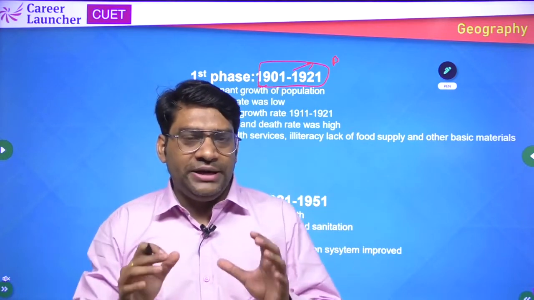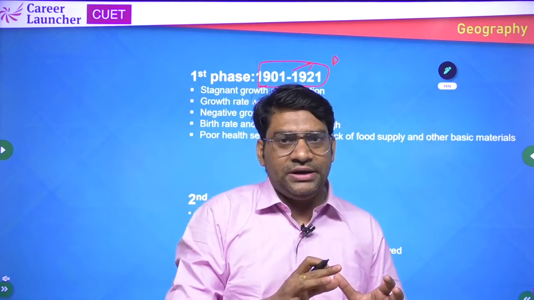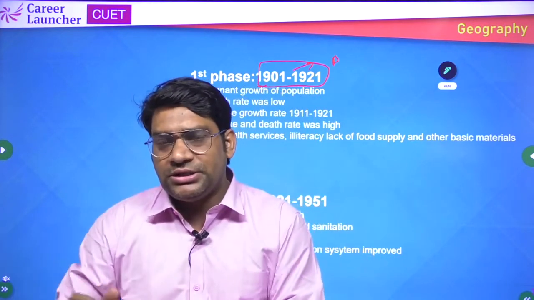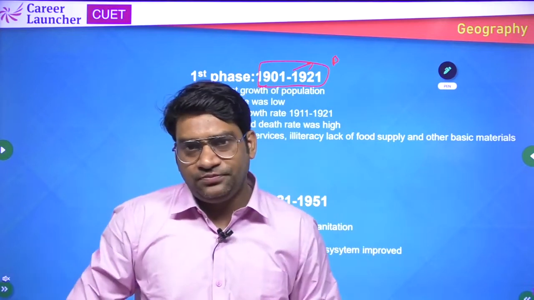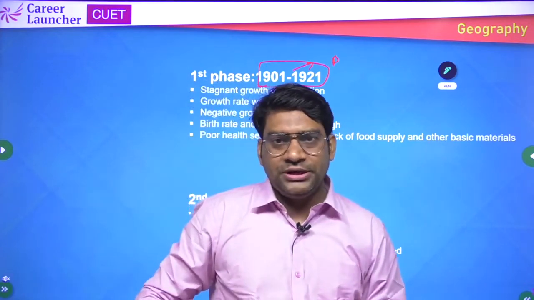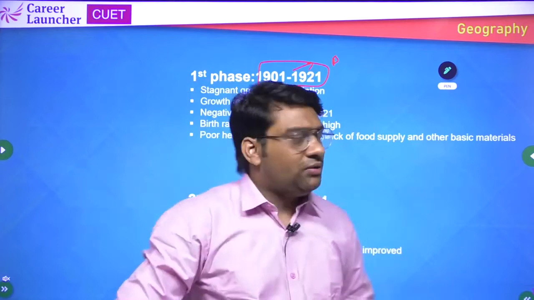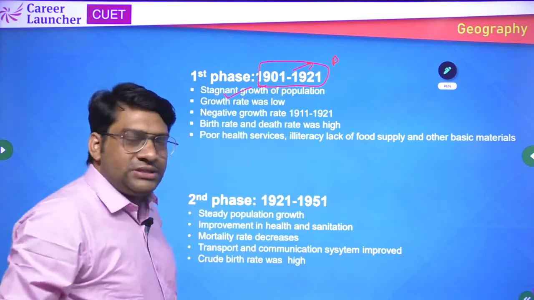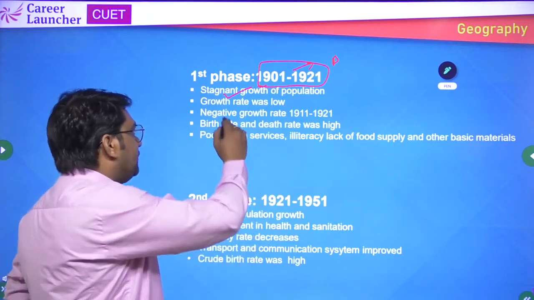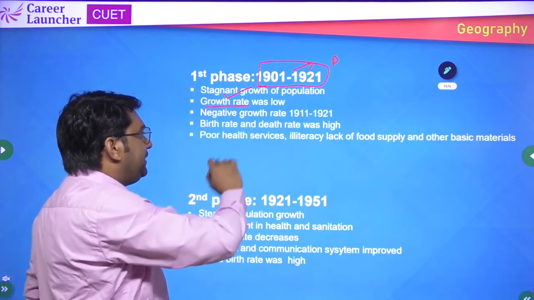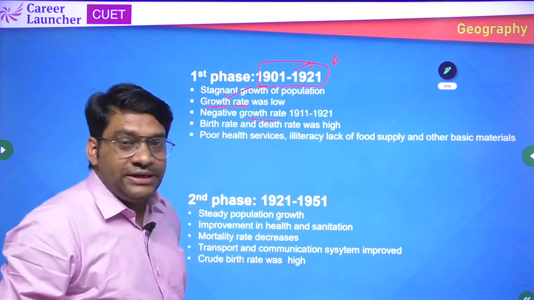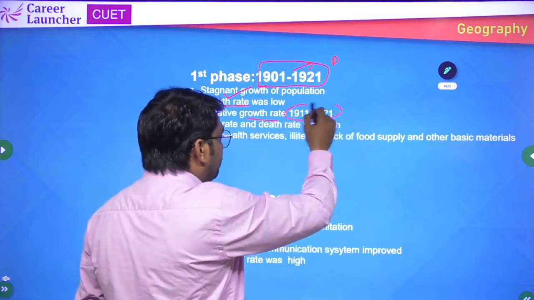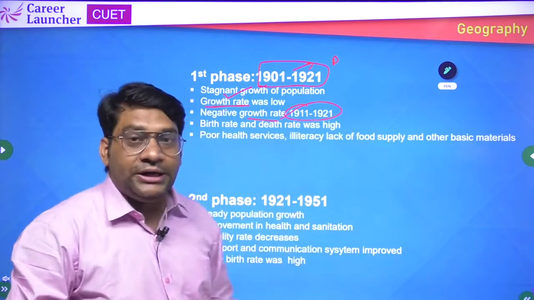At that time in India, very few resources were available for spending on infrastructure like education and health. So the population growth of India was downward. Okay, so we can call it stagnant growth of population. Stagnant growth of population, the growth rate was very low. A negative growth rate was measured in 1911 to 1921. In this one decade, there was a negative growth rate.